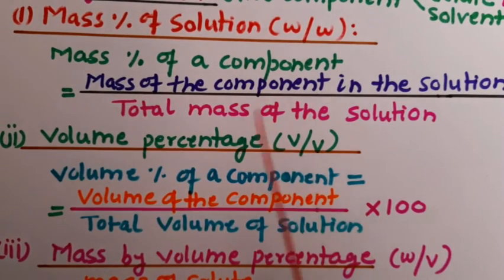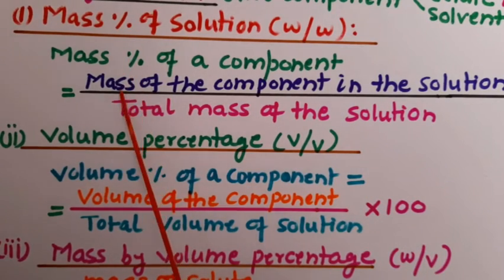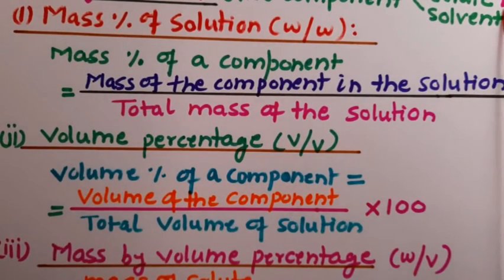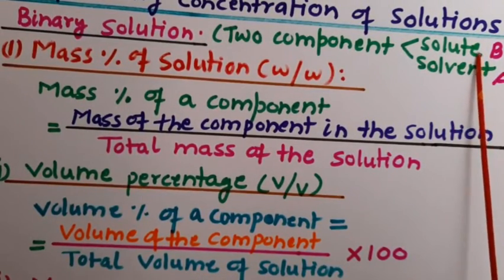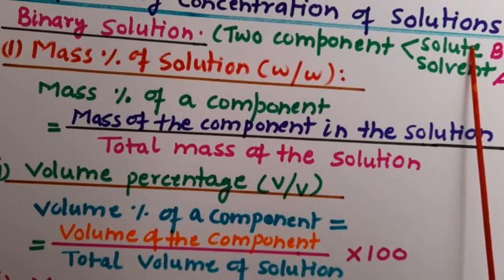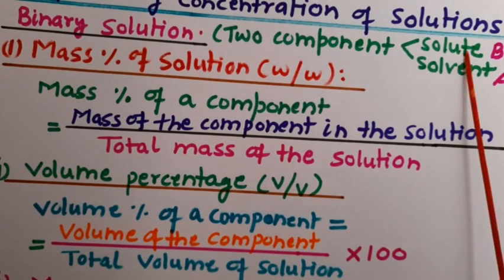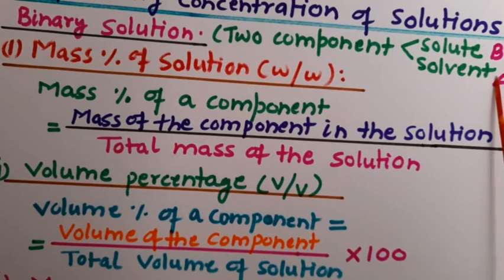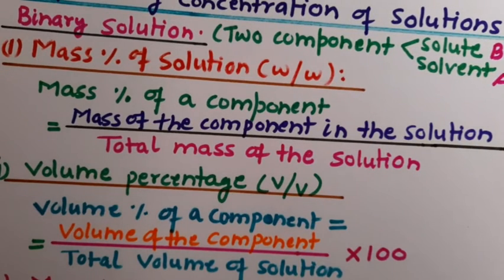So consider the total mass of the solution to be 100 gram. And if the percentage is given as 20%, it means the mass of component B, that is nothing but solute, will be equal to 20 gram. If the mass of solute is 20 gram and total mass of the solution is 100 gram, then by subtracting the mass of solute from 100, we get the mass of the solvent. That is nothing but 80 gram. So first of all, you find out the mass of solute and mass of solvent, assuming that the total mass of the solution is 100 gram.